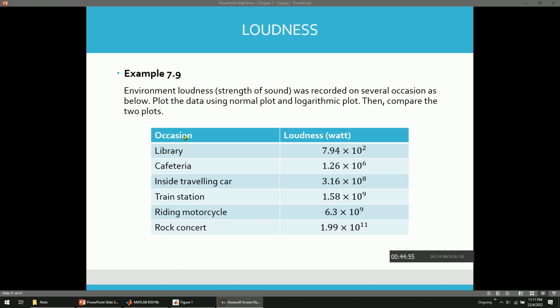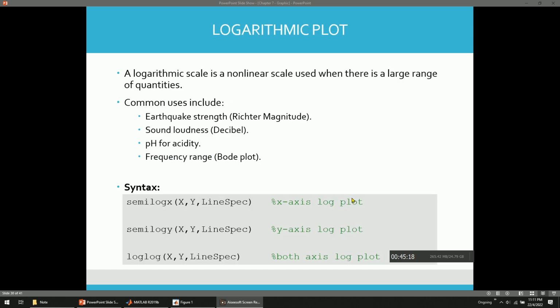So this is an example. Example 9, loudness. Environment loudness was recorded on several occasions below. Plot the data using a normal plot and a logarithm plot, then compare the two plots. You can see here this is a different range. That's why logarithm is suitable for a nonlinear scale, where there is a large range of quantity.